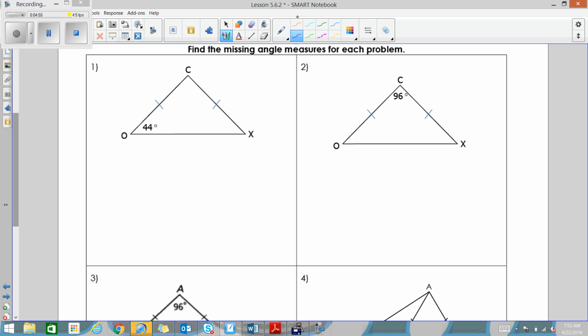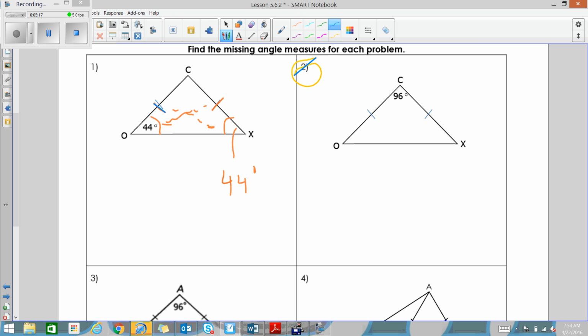So number 1. If you look here, we want to identify a couple things. Number one, there's tick marks. Look at these tick marks. Those tick marks mean those sides are congruent, which we learned now means that opposite angles, this angle and this angle, must be congruent. So what should be the measure of x? X should be 44 degrees.